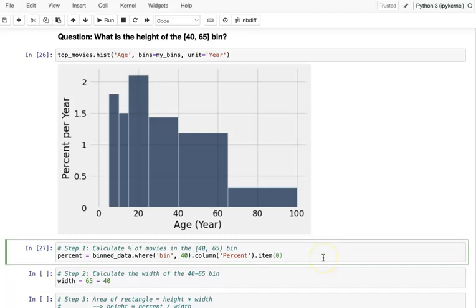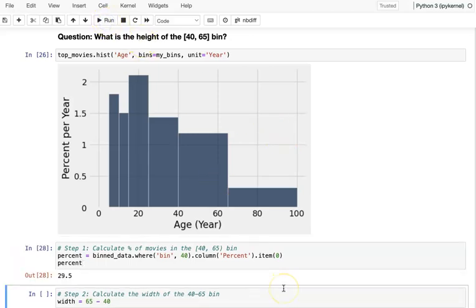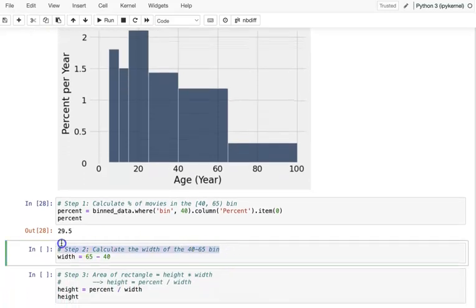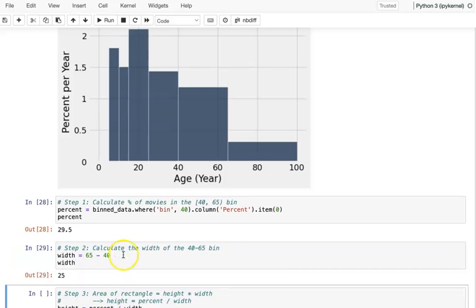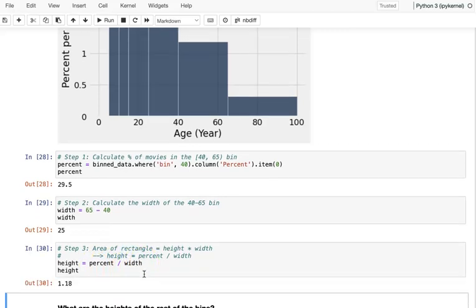Of course, you need to display your percent. That's 29.5. Like we said earlier, the width is very easy, just the interval 65 minus 40. Even though you're not including 65, we're still using 65, the maximum minus the minimum. Then we display the width, which equals 25. The height, of course, equals the percent divided by the width, so we get our height.